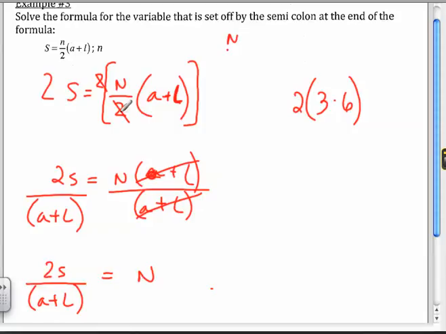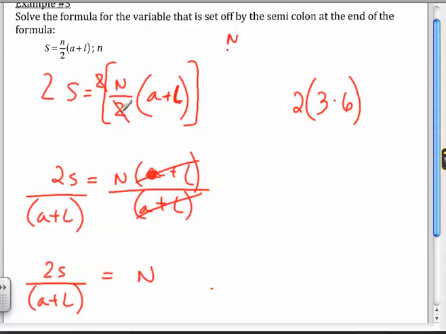I could have distributed the n, but I want to get the n by itself. I don't want to spread it out, right? I want to leave it separate so I can just get rid of this a plus L and leave n by itself. All right? Thank you, Devin. Those are good questions.